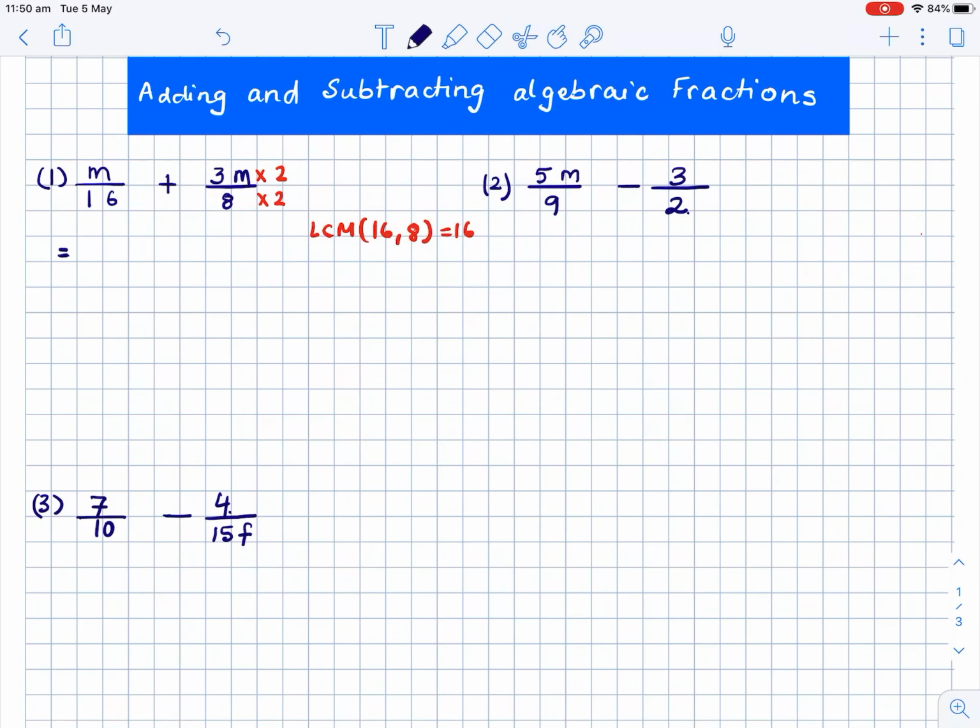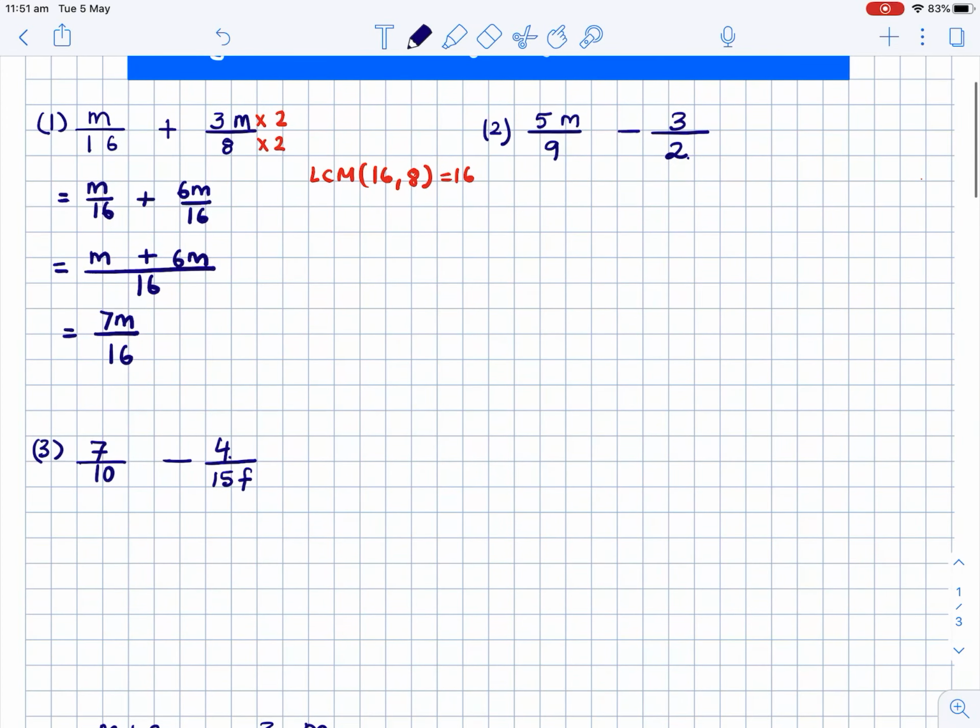Now this can be written as m over 16 plus 6m over 16. 6m over 16 is an equivalent fraction of 3m over 8. You can combine these both fractions by writing with the same denominator, and the numerator is m plus 6m. m and 6m are like terms, so they can be combined. So m plus 6m is 7m. So it's now 7m over 16.